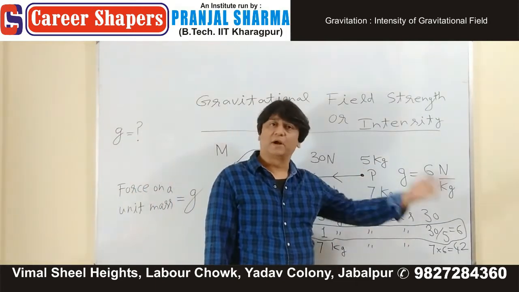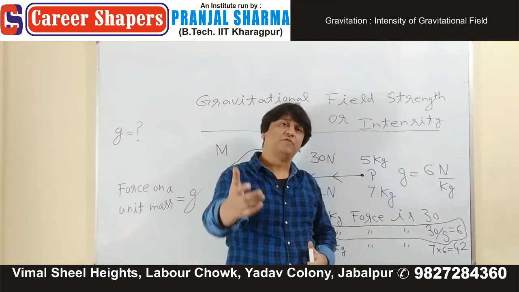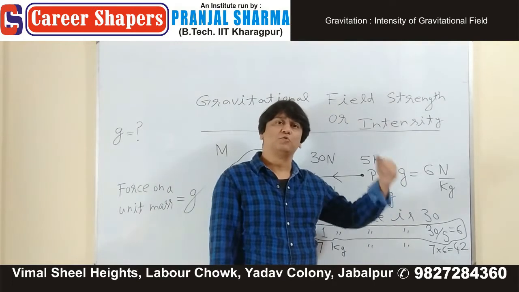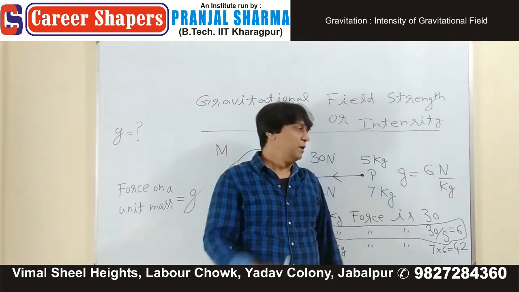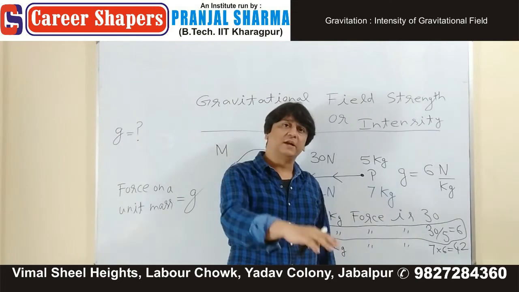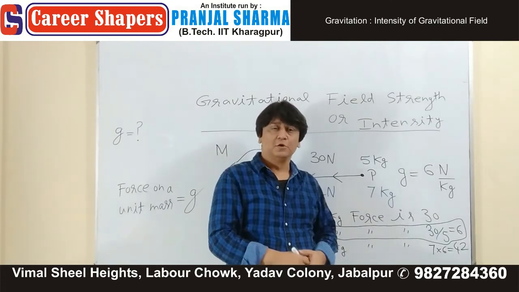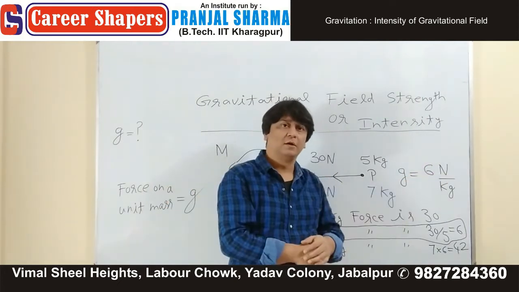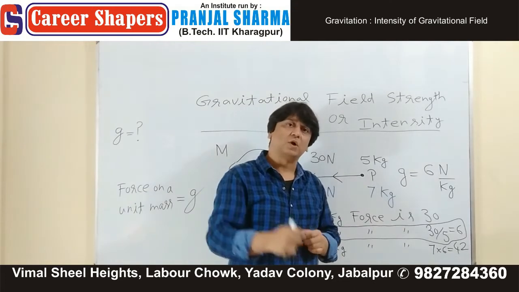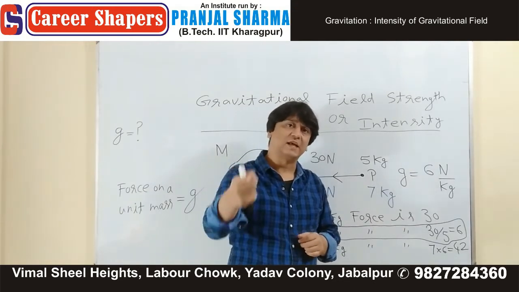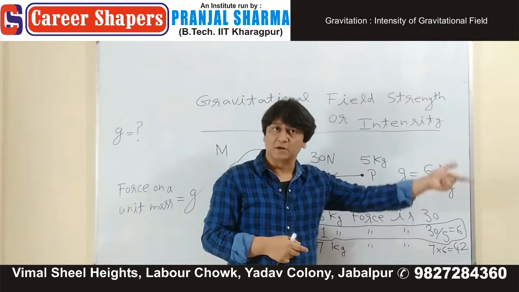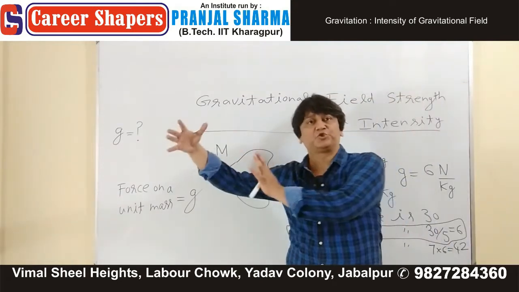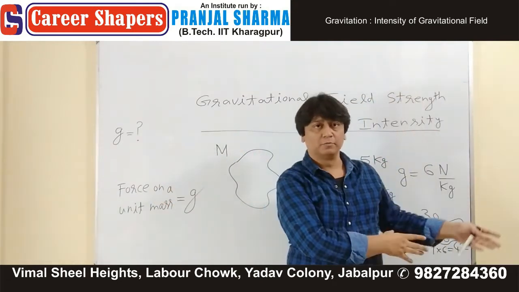In physics, we do this everywhere. Instead of giving you information like in 10 seconds the object is going to move 20 meters, we say that its speed is 2 meters per second. Rather than saying this, we say speed is 2 meters per second. That is, in 1 second the object is going to move 2 meters.